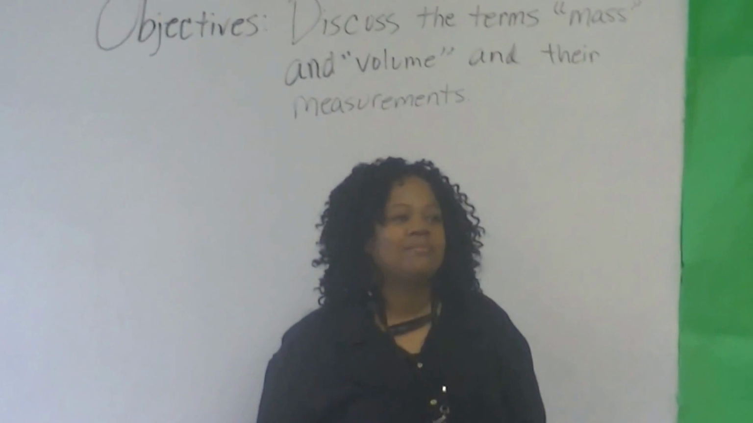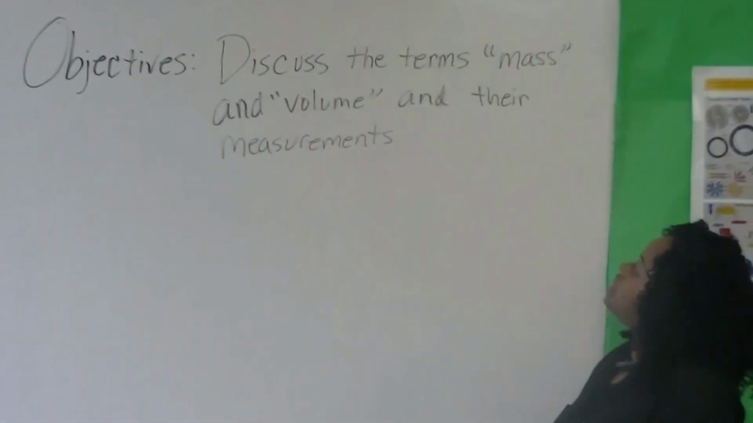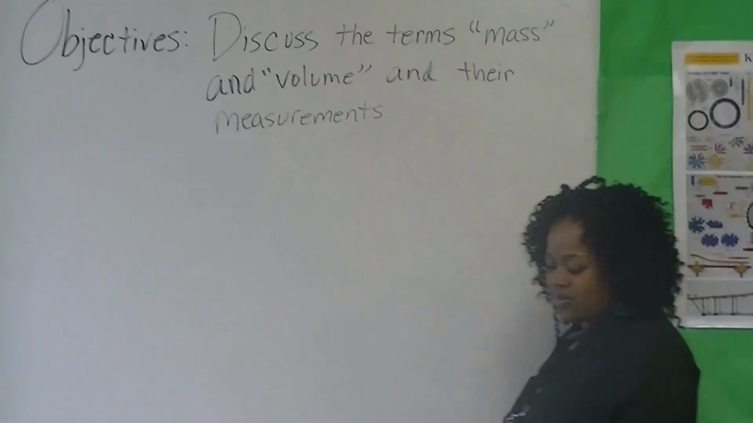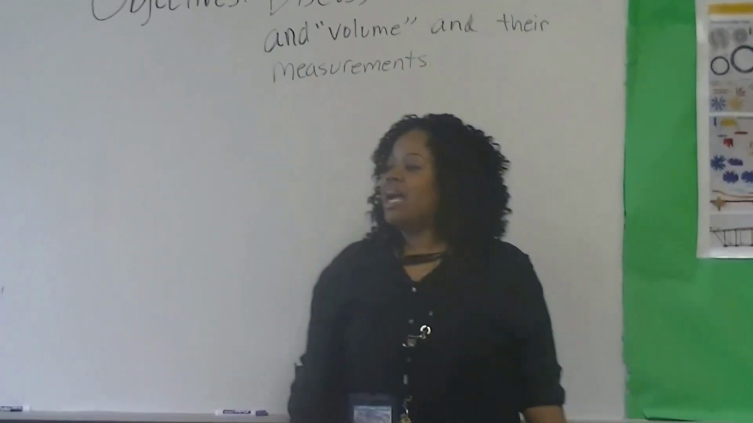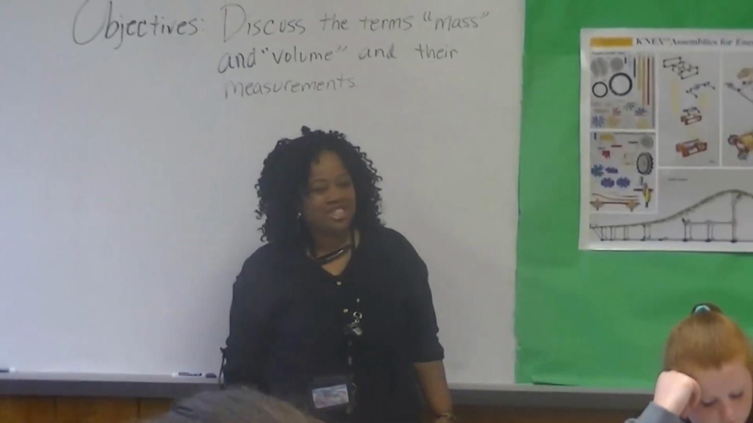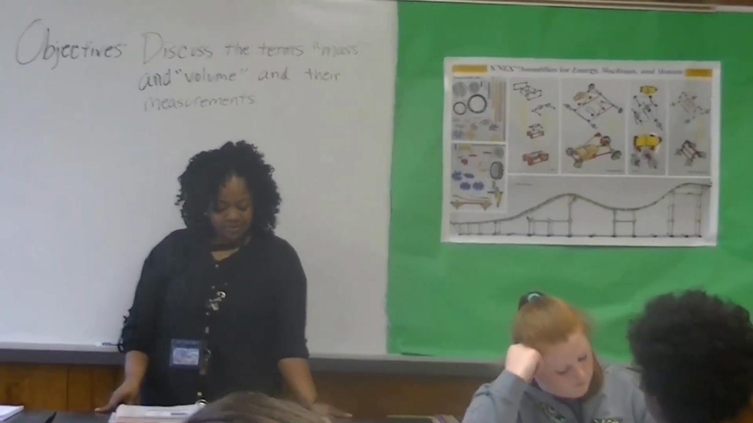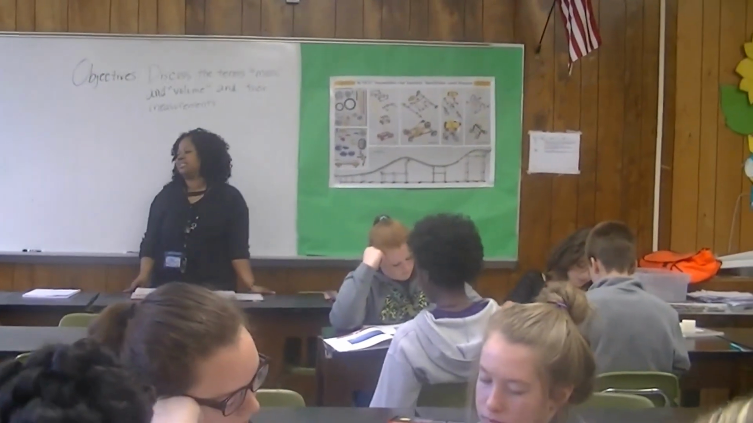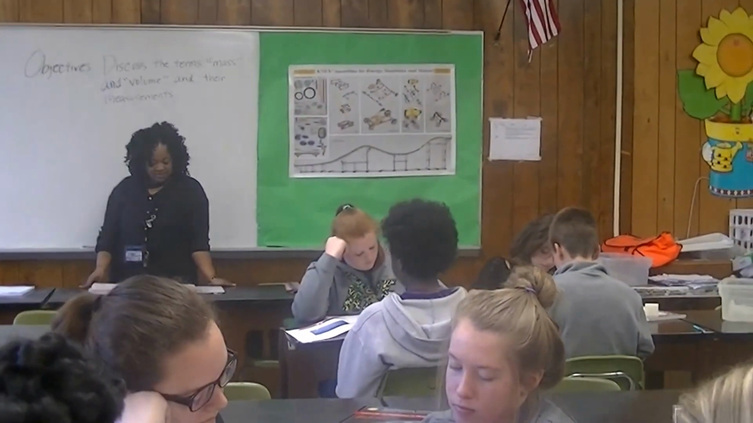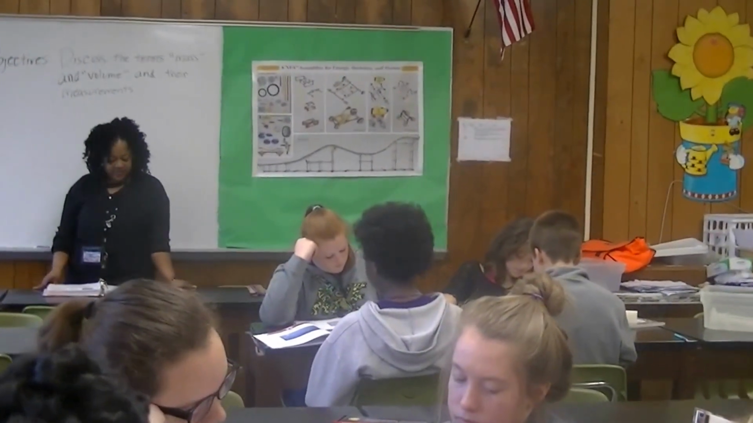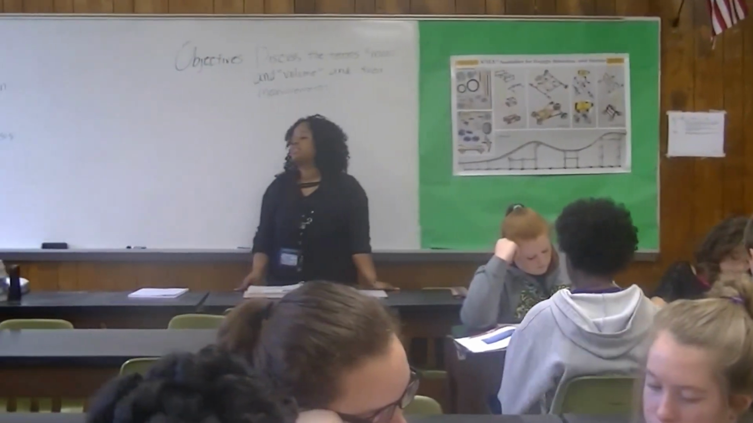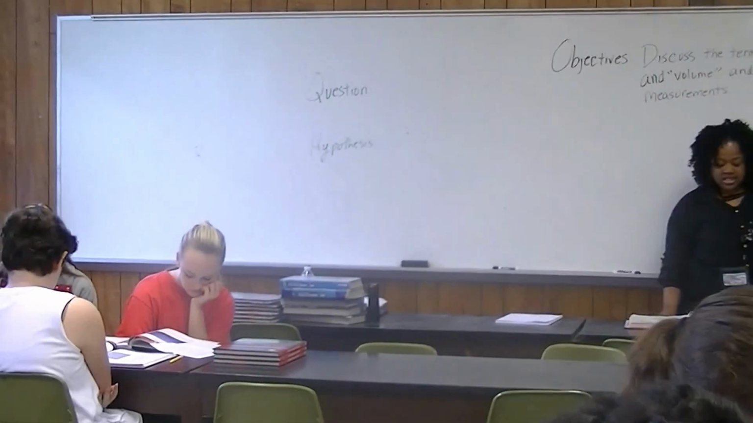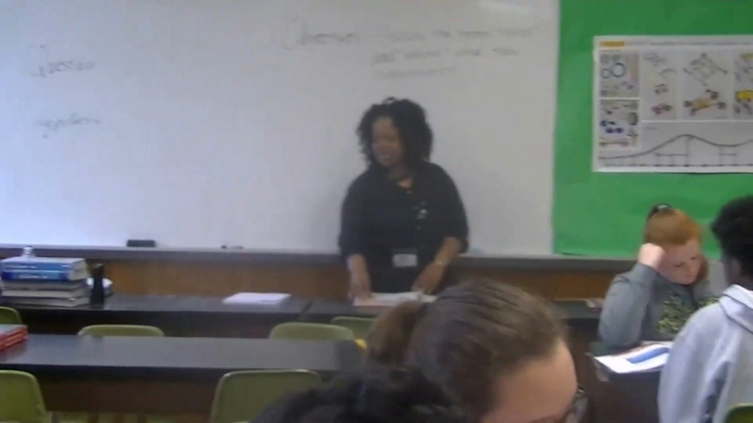Determining density. The objectives for this lesson are to discuss the terms mass and volume and their measurements. Everyone should be on page 18. I will read the introduction aloud as you read along. Okay? In this lesson, you will start to investigate a property of matter called density. To do this, you will have to measure the mass and volume of several different objects made from different substances. You will use the data you collect to determine the density of the substance from which the objects are made.